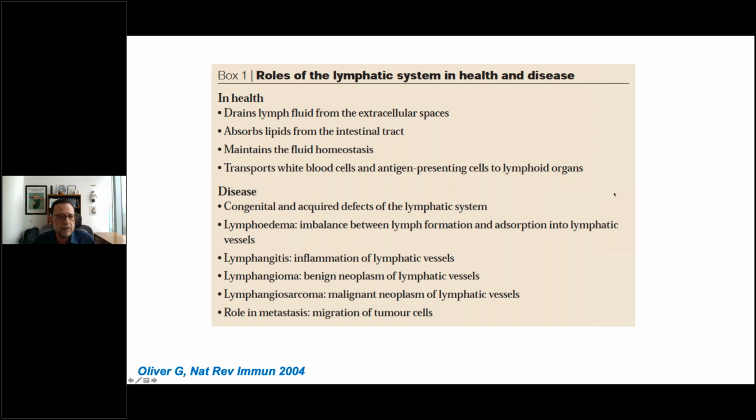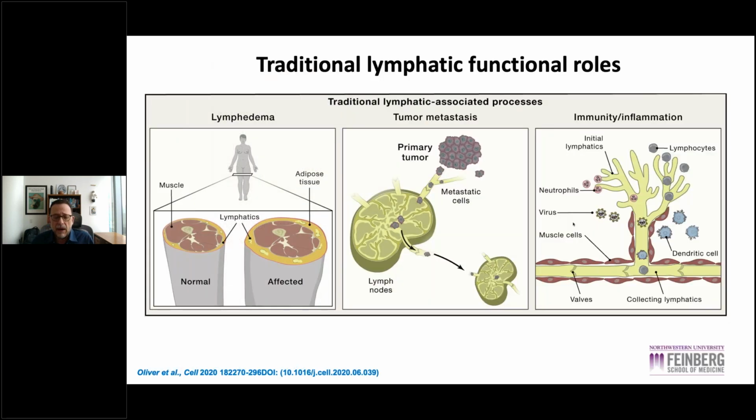In disease, the best known are congenital or acquired defects of the lymphatic vasculature that lead to certain diseases, like lymphedema. And then obviously they are very well known for their role in the transport of metastatic cells during tumor formation. So this is a slide of what I just told you. What we know are the traditional lymphatic functional roles. We have learned to dissect this process better in the last 10, 20 years.